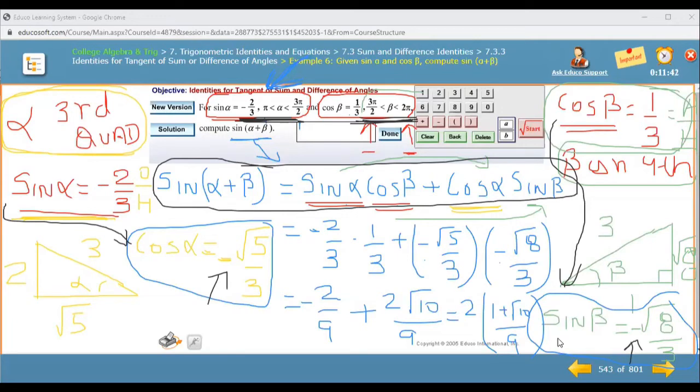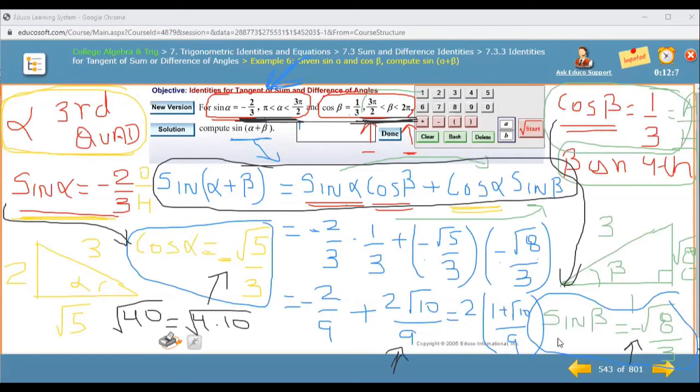Can you explain how you got 2 radical 10 over 9? It was actually 5 times 8. 5 times 8 gives you 40. So I break radical 40 as 4 times 10, and the radical of 4 comes out to be 2. And we are left with radical 10. Good question.